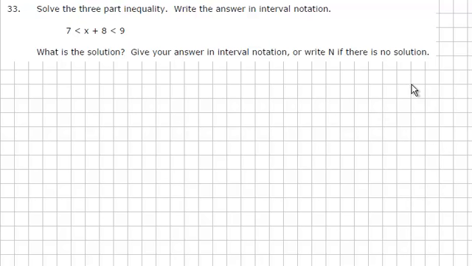Solve the three-part inequality. Write the answer in interval notation. The three-part inequality is 7 is less than x plus 8 is less than 9.